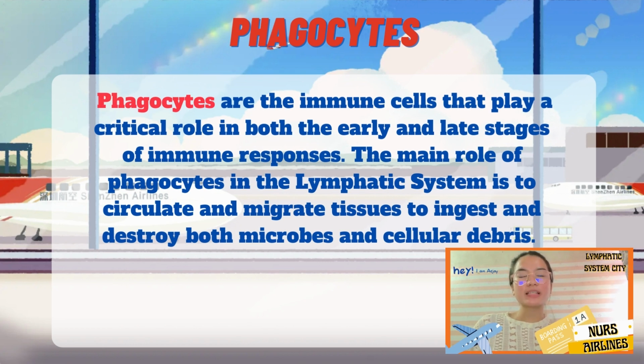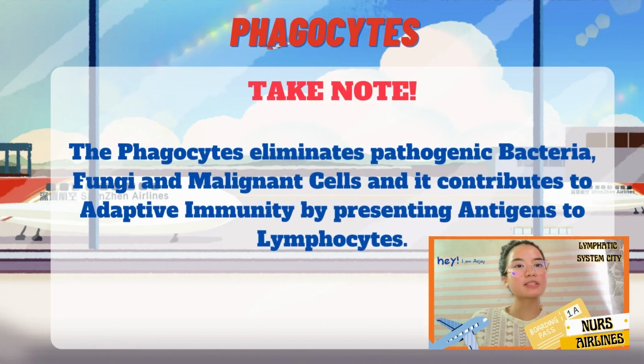The main role of phagocytes in the lymphatic system is to circulate and migrate through tissues to ingest and destroy both microbes and cellular debris. In addition, pathogens that make it through the mechanical barriers are confronted first by the phagocytes in every body organ. A phagocyte such as a macrophage or neutrophil engulfs foreign particles through the process of phagocytosis. We must remember that phagocytes eliminate pathogenic bacteria, fungi, and malignant cells, and they also contribute to adaptive immunity by presenting antigens to lymphocytes.